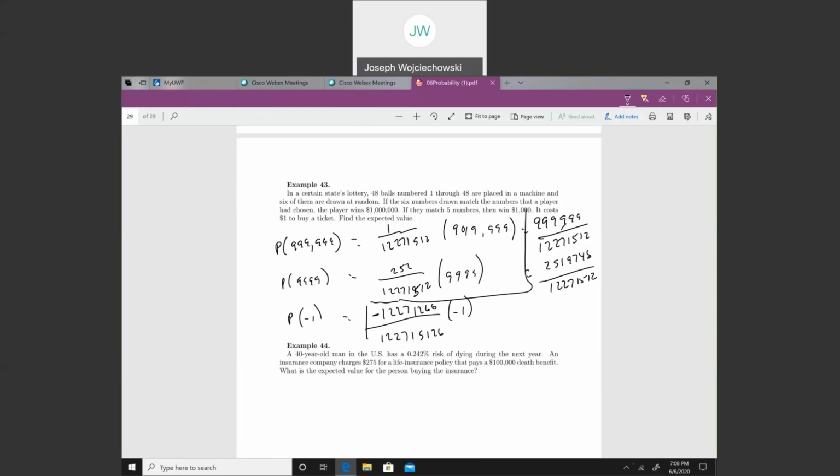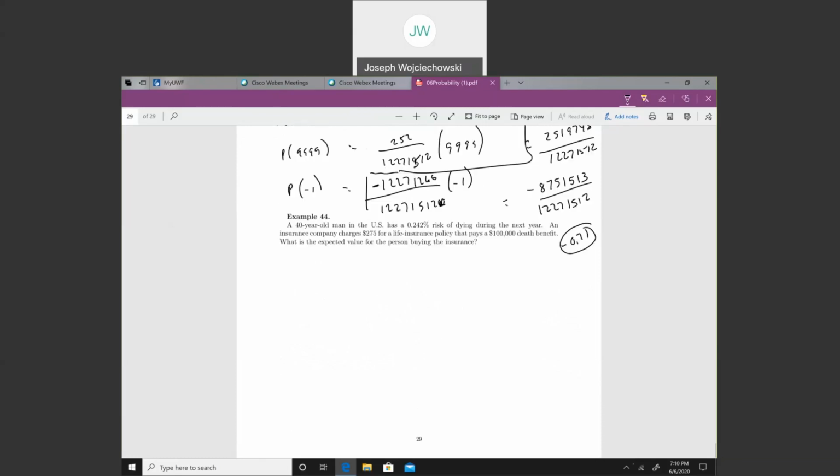Plus 2,519,748 plus 999,999. And I end up with negative 8,751,513 over 12,271,512. There's 6 there. So we'll go ahead and divide this so we can convert it into money. And this is equal to negative roughly 71 cents. So what does this mean? Well, essentially it means that if you were to buy all 12,271,512 tickets, you would lose an average of 71 cents a ticket. And this is how lotteries make so much money.